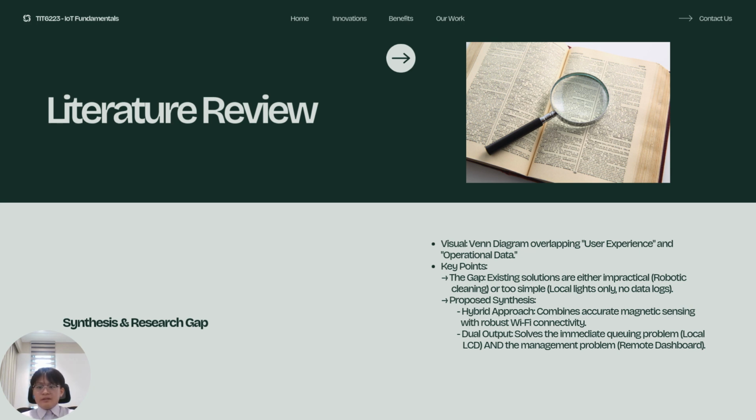So we found that many developed solutions prioritize high-tech automation, such as robotic cleaning or medical health analysis, which are impractical for widespread public use. On the other hand, cheap solutions often lack data logging capabilities. Our project bridges this gap. We propose a hybrid system that balances cost and functionality. We combine accurate magnetic sensing for the user experience of finding a stall with robust TCP/IP connectivity to provide operational data for managers. This connects a high-level theoretical model with a real-world and deployable solution.